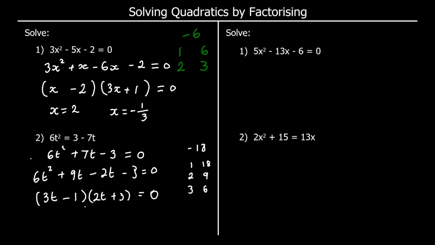So what must t be? So either the first bracket is 0, t would have to be 1/3, or the second bracket is 0, and t would have to be negative 3/2.